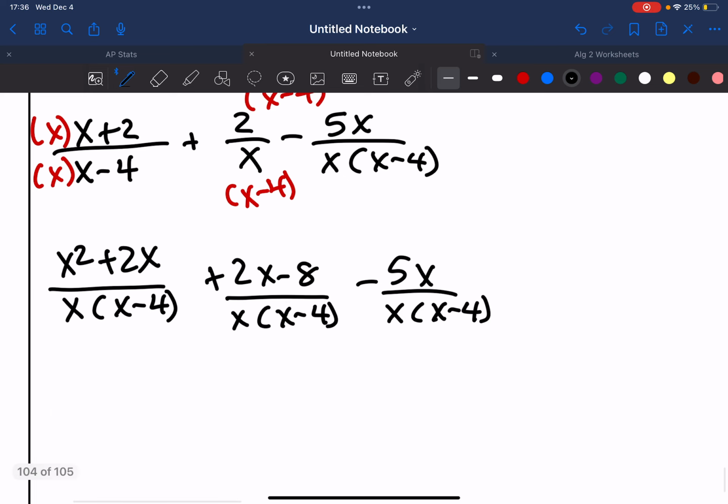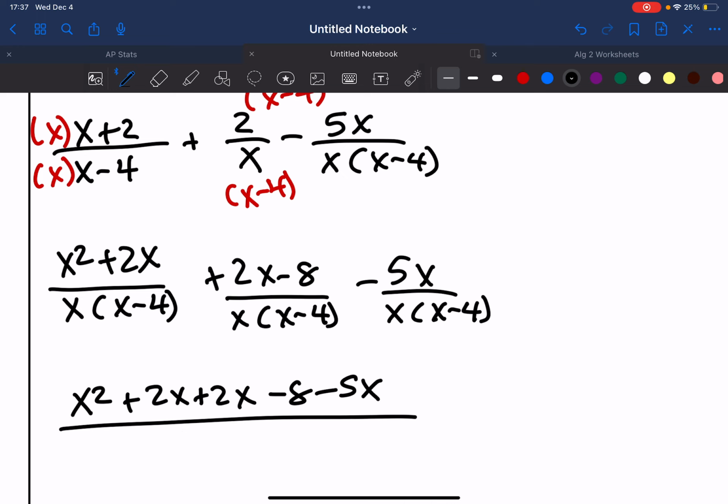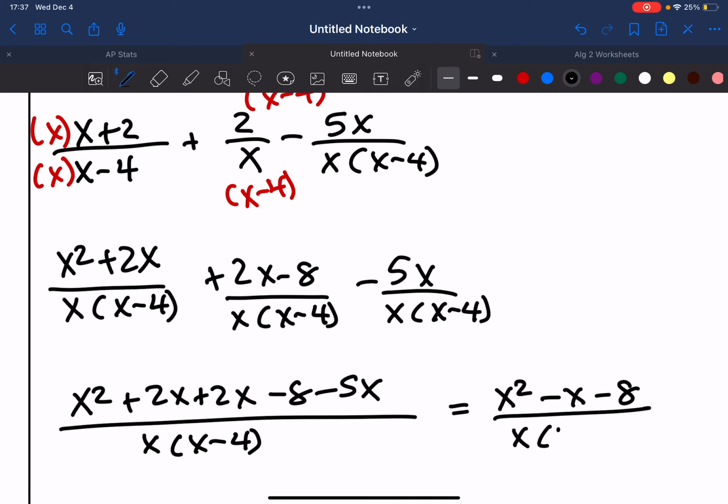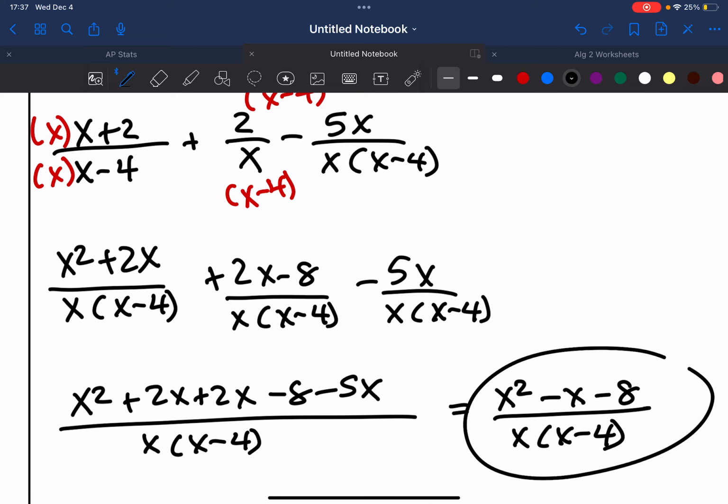Now that all our denominators are the same, we can combine our numerators. So I have x squared plus 2x minus 8 minus 5x all over x times x minus 4, which means I have x squared minus x minus 8 over x times x minus 4. That's my answer.